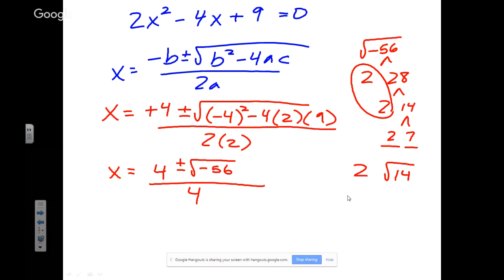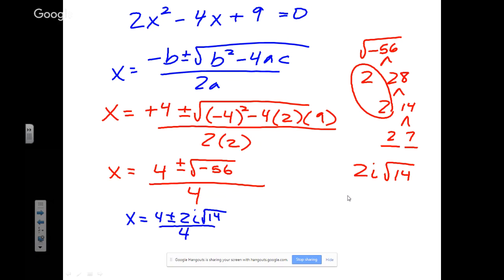Because it was negative, the negative comes out as an i. Okay, so I did that work to replace this square root of negative 56 over here. So that means that this thing equals x equals 4 plus or minus 2 square root of, or 2i square root of 14 all over 4.